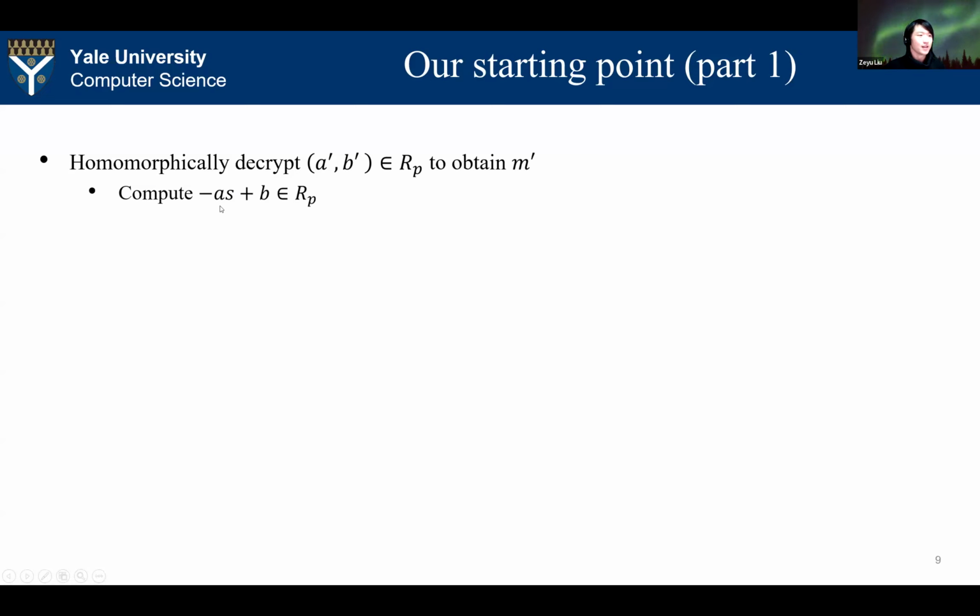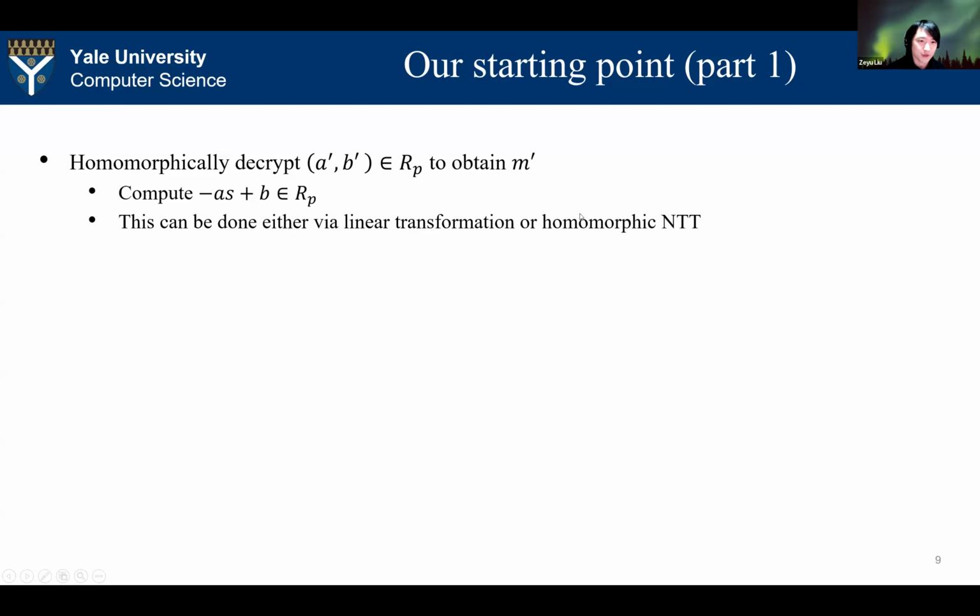We compute this minus AS plus B in this ring P. Okay, this can be done easily, and we will not cover it in this talk. This can be done either through linear transformation or homomorphic NTT, something similar to what you heard from the first talk. And then after we obtain this, it gives us the encryption of M prime.